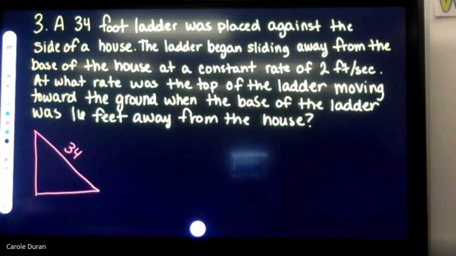From there, I kind of just need to identify variables that represent the height that the top of the ladder is from the ground, and then the distance from the house that the base of the ladder is. It says it's 16. Right, but I'm still going to need a variable for it. I'll show you in a second.